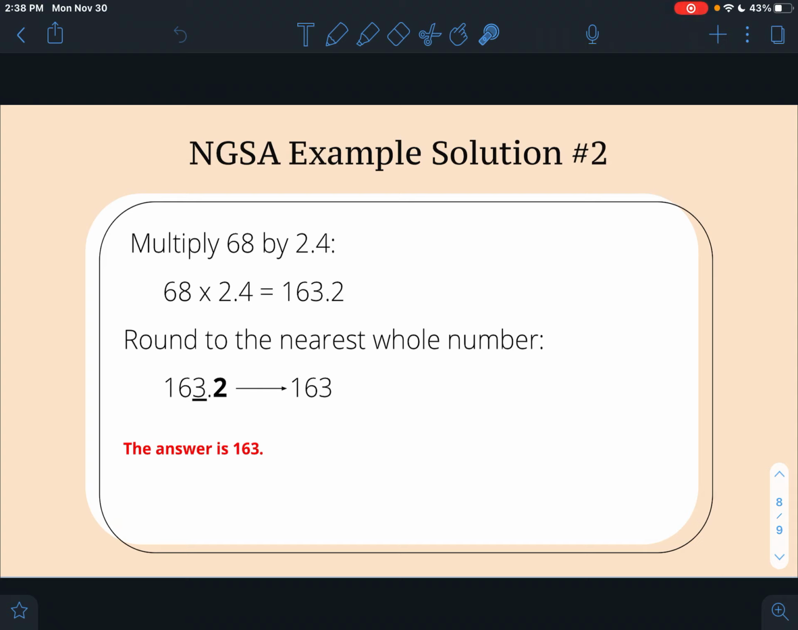Now let's look at the solution. First, you need to multiply 68 by 2.4. It asks you to round to the nearest whole number, which means that they want to round to the digit before the decimal. So the rounding digit here is 3. The digit to the right of the rounding digit is 2. Since 2 is less than 5, we can simply drop all the digits after the rounding digit. So you can drop this 2, and we simply get 163. So the correct answer is 163.